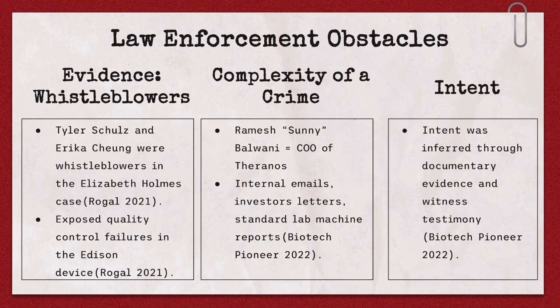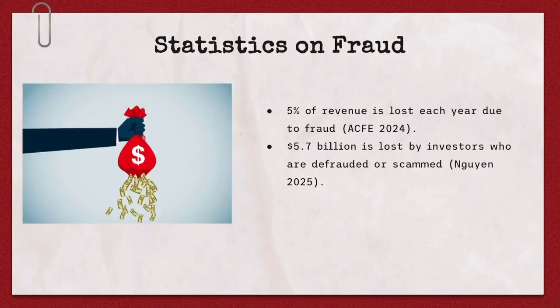In the case of Elizabeth Holmes, there was an absence of law enforcement obstacles. Within the case were whistleblowers, documentary evidence, and intent that was proven. This eliminates three major obstacles that law enforcement could have faced when charging her, because there were internal emails, documentary evidence as mentioned, and whistleblowers.